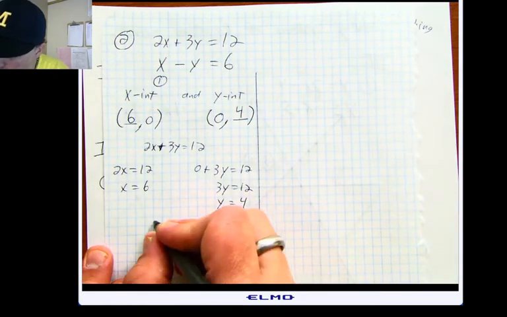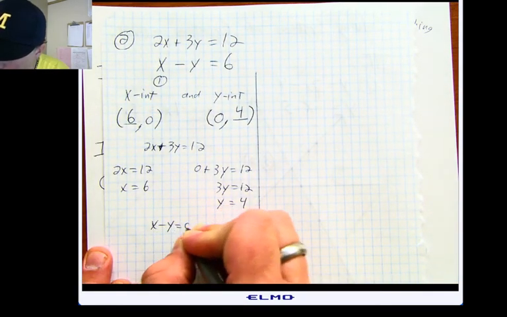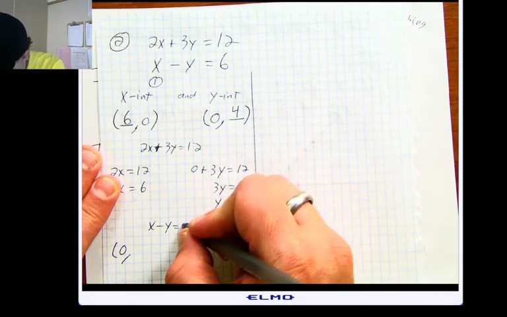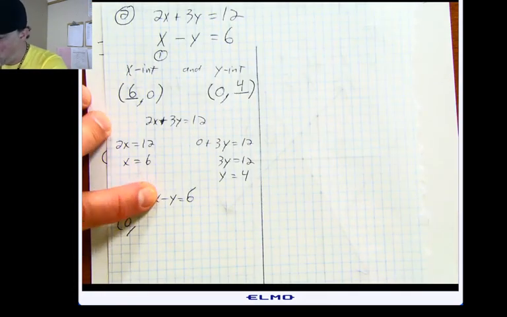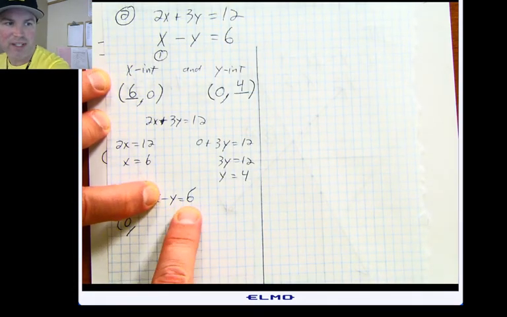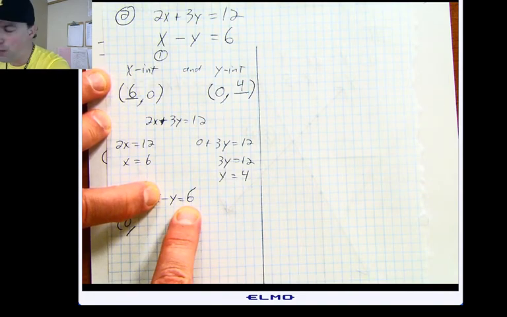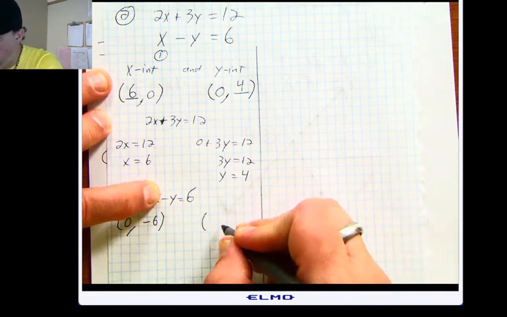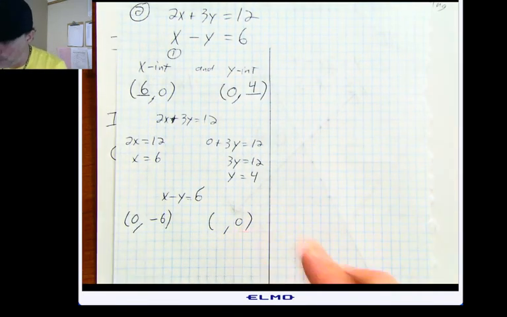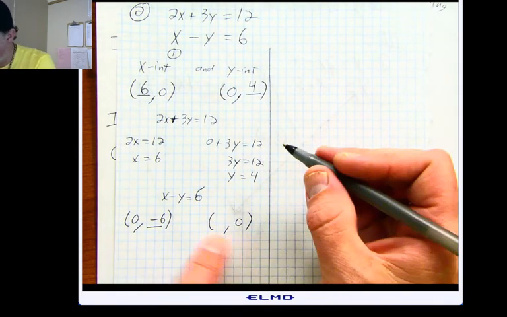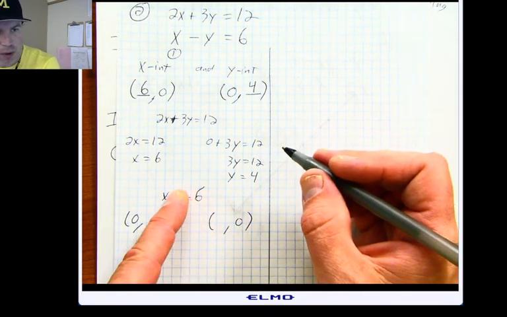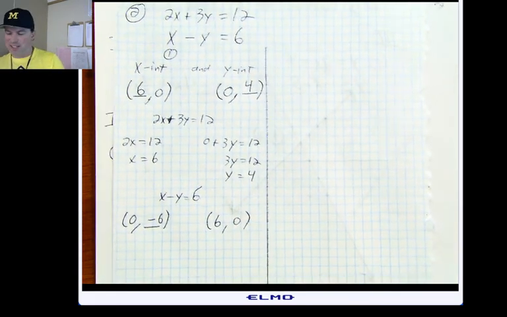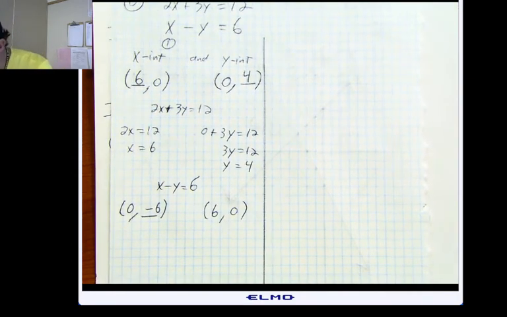You do the same thing for the second equation. When I plug in 0 for x, I forgot this is a 6. When I plug in the 0 for x, that's going to leave me negative y equals 6. If I divide by negative 1, I'll get a negative 6 here. And if I plug in 0 for the y, put your finger over the y because that would go away, you're left with x equals 6. So you're essentially finding the x-intercept and the y-intercept for both problems.